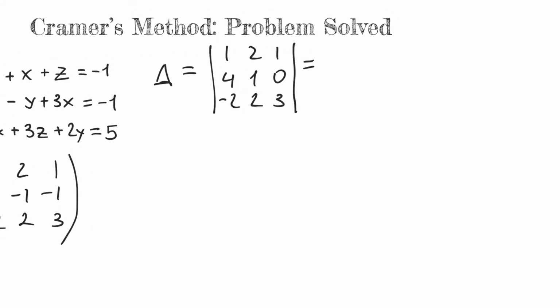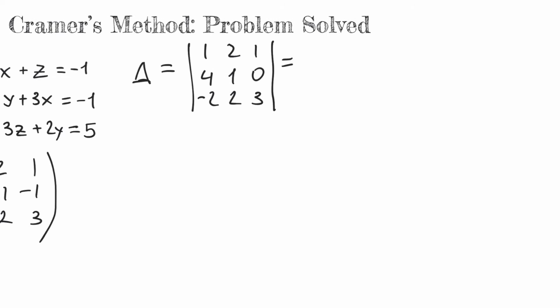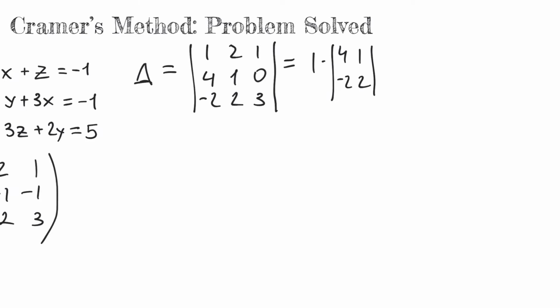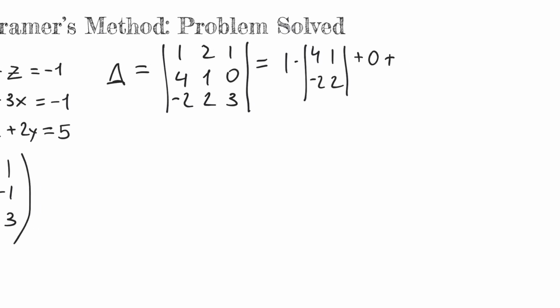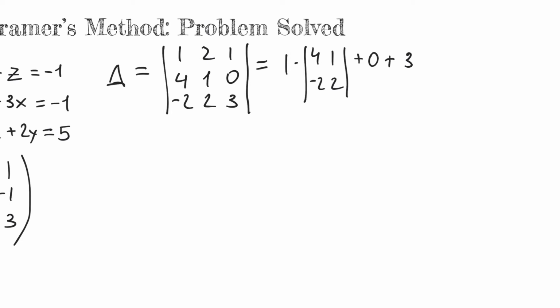And let's proceed to calculate our determinant, which is going to be 1 multiplied by the determinant 4, 1, -2, and 2, plus 0, and plus our third term, which is 3, multiplied by the second order determinant of 1, 2, 4, and 1.